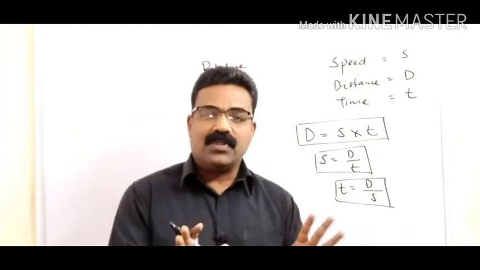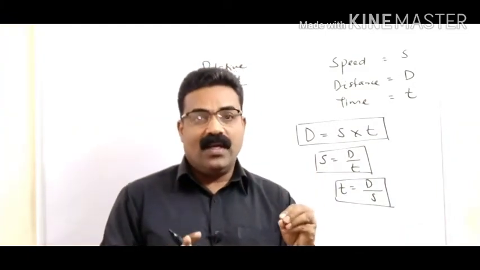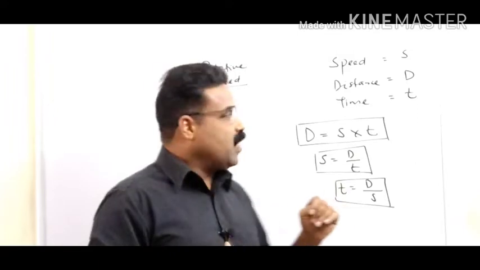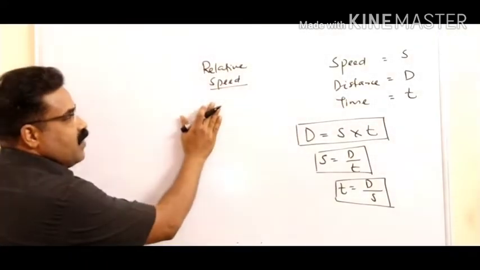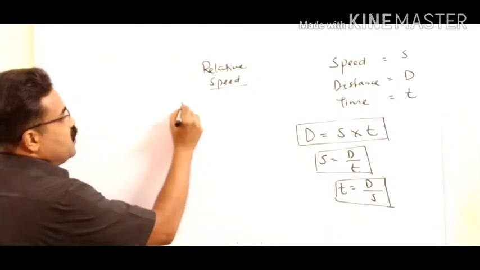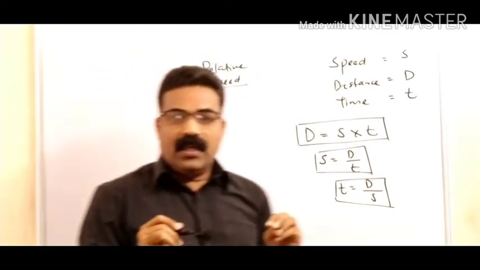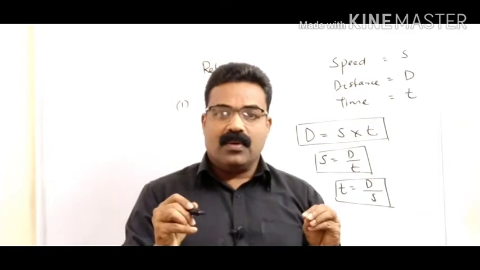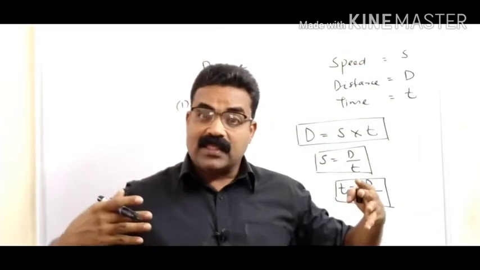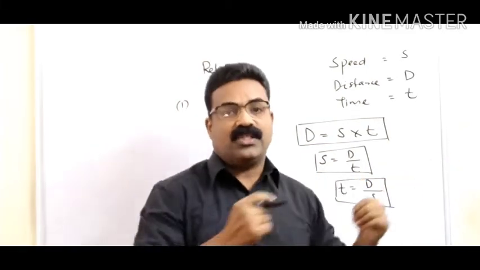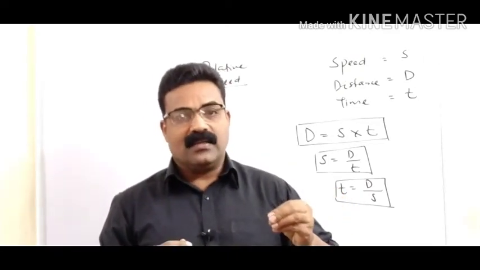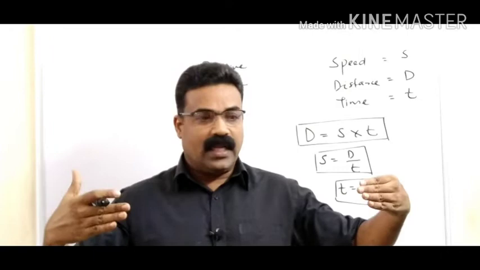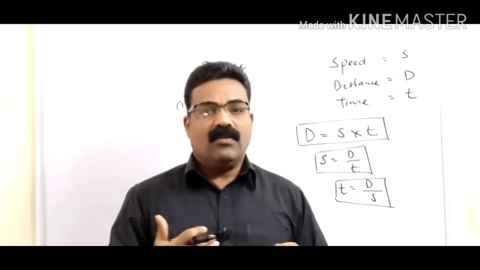Both of them are almost the same because we need only the magnitude part. Okay, so relative speed, relative velocity, here we will convert it into two sections. First, when two moving objects are moving in the same direction, what is the relative velocity? And second, when they are moving in the opposite direction, approaching each other, what will be the relative velocity?